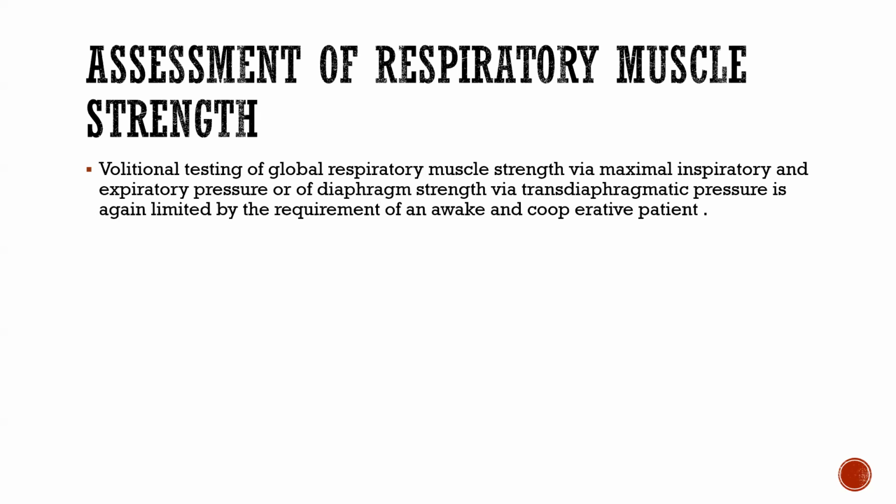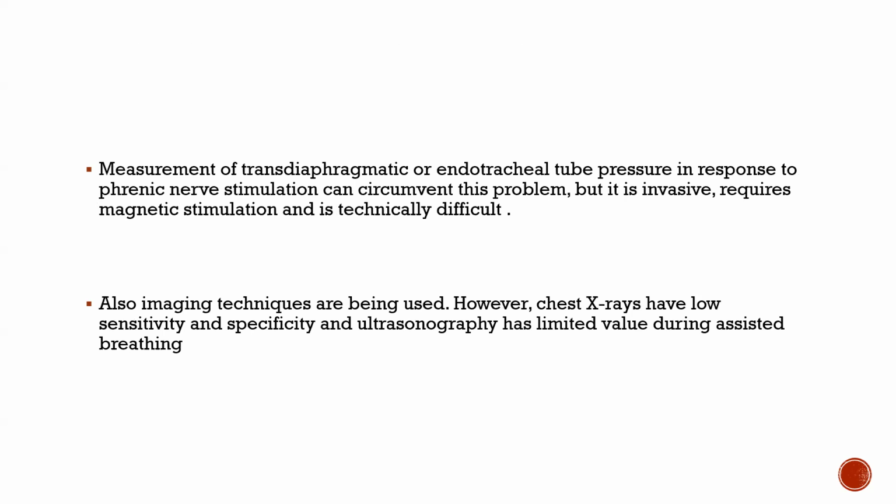Volitional testing for global respiratory muscle strength via maximum inspiratory and expiratory pressure, and of diaphragm strength via transdiaphragmatic pressure, is again limited by the requirement of an awake and cooperative patient. Measurement of transdiaphragmatic and endotracheal tube pressure in response to phrenic nerve stimulation can circumvent this problem, but is invasive, requires magnetic stimulation, and is technically difficult.